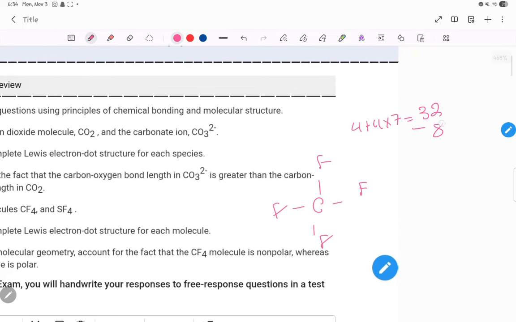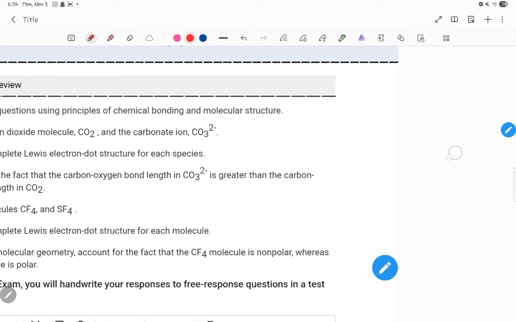We'll subtract from it 8 because we have 4 bond pairs. So that's going to be 24 divided by 2, which is what? Which is 12. So 1, 2, 3, 4, 5, 6, 7, 8, 9, 10, 11, and 12. Now we check, does everything complete the octet? Yes, so this is the final form of CF4.